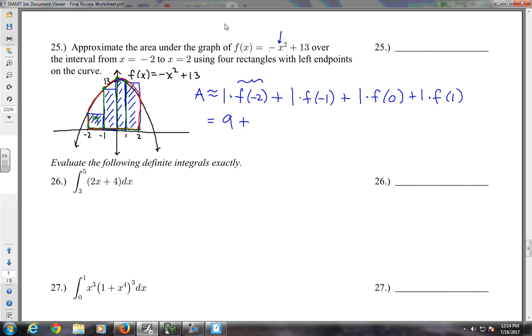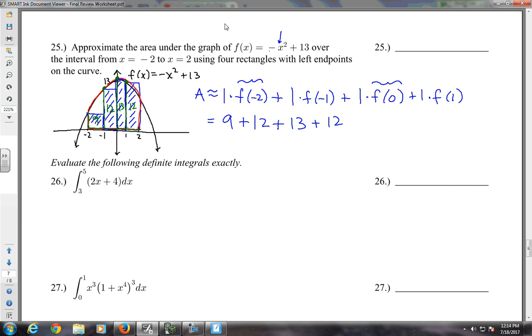The area of my second one is evaluated by f of negative 1. So again, I have negative times negative 1 squared. That gives me negative 1 plus 13, which is 12. So the area of my second rectangle is 12. Plugging 0 into our function next, we end up with negative 0 squared plus 13, or 13. So the area of this rectangle is 13. And finally, f of 1, if I plug that into my function, I would see that it's 12. So the area of this rectangle is 12.